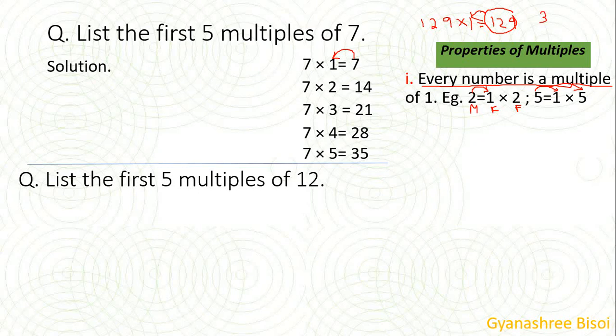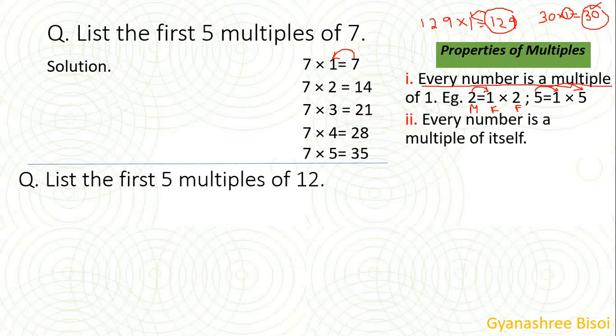Okay? 30 multiplied by 1, the multiple will be 30. Right? So, if you multiply any number by 1, you will get the same number, and that's your multiple. So every number is a multiple of 1. Take any number and multiply it by 1, you will get that number only. So every number is a multiple of 1. I hope this is clear.